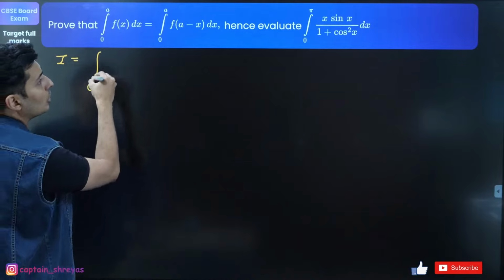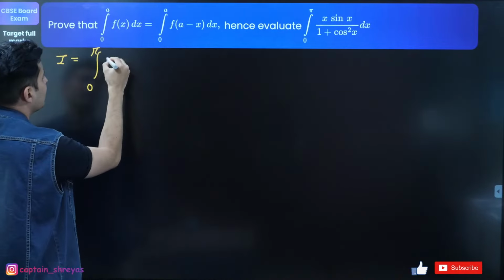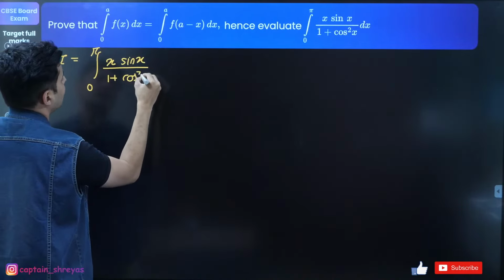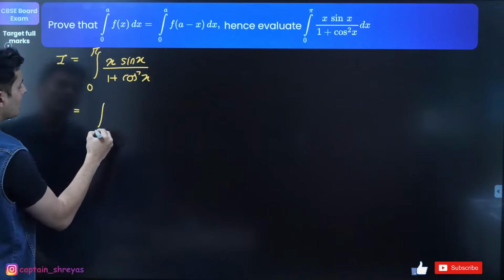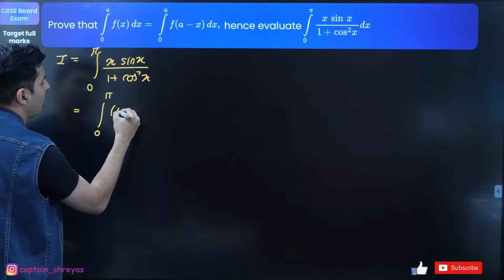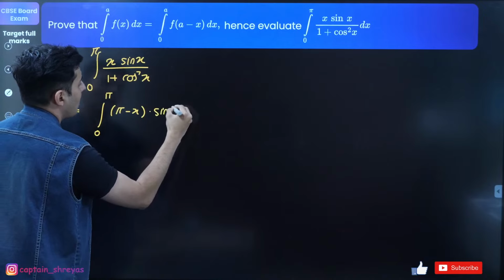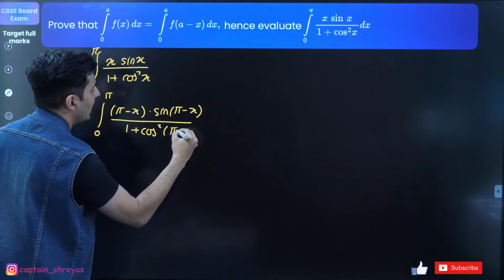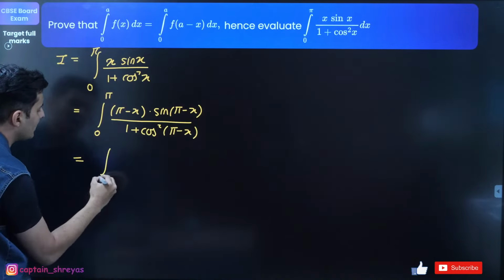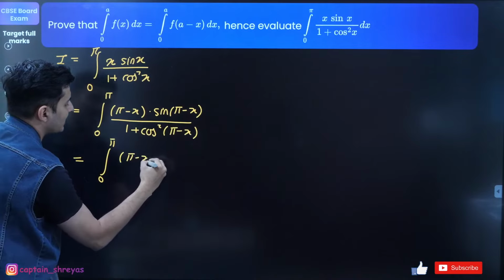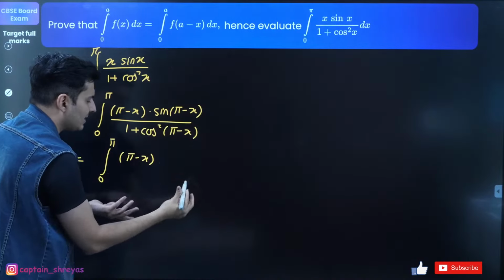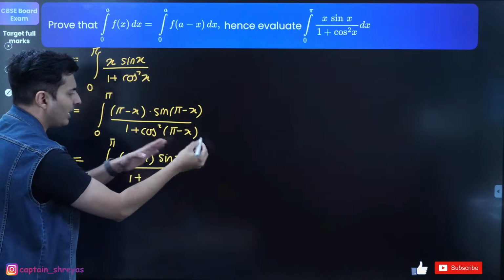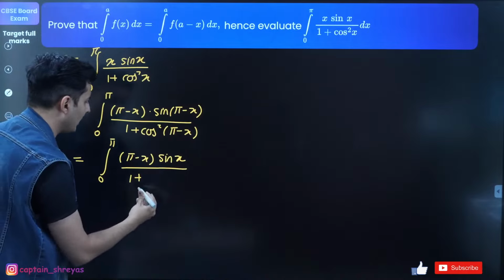So 0 to pi, this is x sine x upon 1 plus cos square x. Using this formula, it will become 0 to pi, instead of x put pi minus x, and put sine of pi minus x upon 1 plus cos square of pi minus x. Now what will happen? Sine of 180 minus theta is sine theta, so this is just going to be sine of x divided by 1 plus cos of 180 minus theta, which is cos theta, so don't worry.